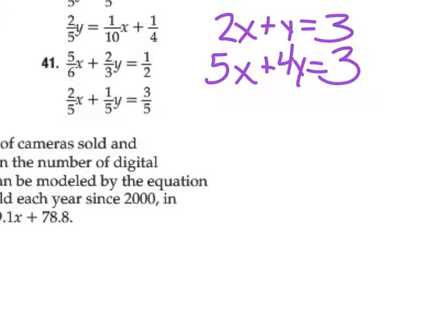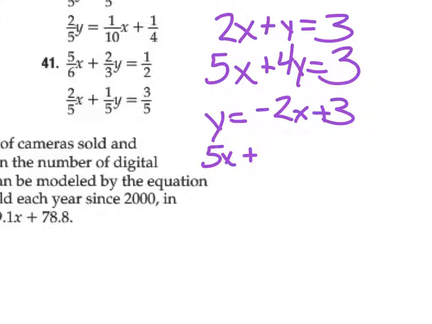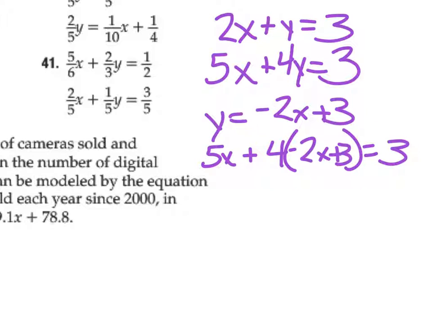So I can tell they're not the same equation. I can also tell that they do not have the same slope. So I'm going to have to find a solution to this. I think with the top equation I can do y equals negative 2x plus 3. Now I could leave the bottom equation as it is, and I could put 5x plus 4 times negative 2x plus 3 equals 3. So I'm just taking what I found y to be equal to, and I'm putting it right in there for y.